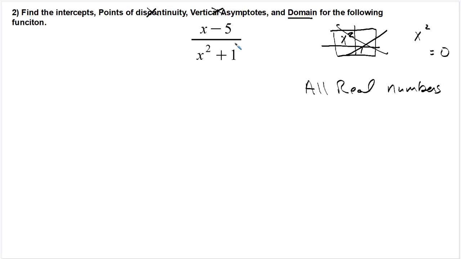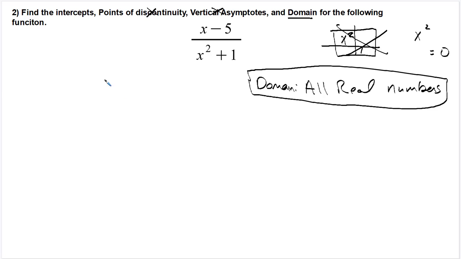Because we cannot factor the denominator, that means there's no terms I can cancel. Now, if it's already factored out, look to see if there's points that we can cancel and set the denominator equal to 0. So the domain, in this case, is all real numbers. But we still have to find our x-intercepts and y-intercepts.